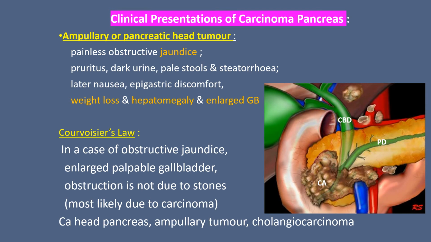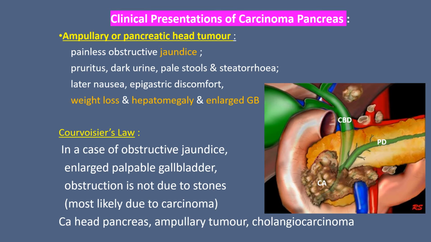The clinical presentation of carcinoma of the pancreas. There are two groups of such tumors. One is when the tumor involves the ampulla and the pancreatic head. These ampullary and pancreatic head tumors are usually painless with obstructive jaundice. Emphasize the word painless, because despite their deep jaundice, the patients are relatively painless. They have pruritus, dark-colored urine, pale stools, and steatorrhea.